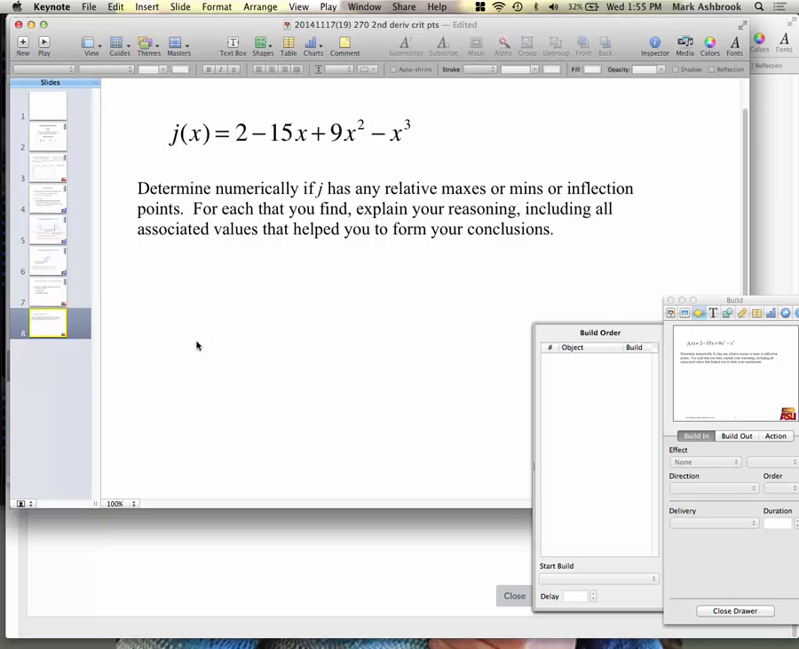While I'm trying to get my pen to work, see what kind of progress you can make. You're trying to figure out where there might be a local max or a local min. So what does that mean for you in terms of solving algebraically?